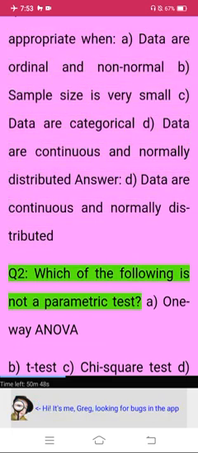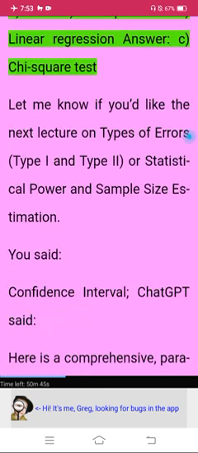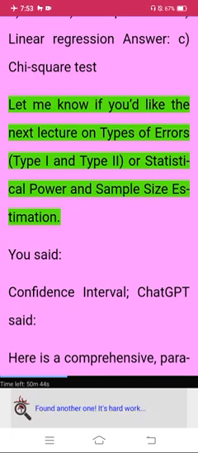Q2. Which of the following is not a parametric test? A. One-way ANOVA. B. T-test. C. Chi-square test. D. Linear regression. Answer: C. Chi-square test. Let me know if you'd like the next lecture on types of errors, type 1 and type 2, or statistical power and sample size estimation.